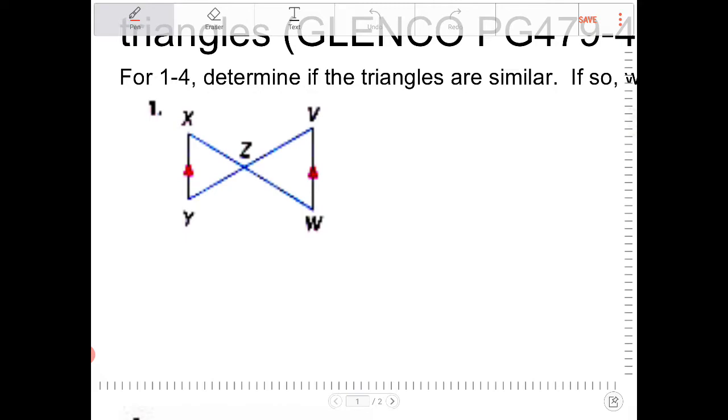So according to this, I immediately noticed I have two parallel lines here. Therefore, these angles are going to be congruent, and these angles are going to be congruent based on the alternate interior angle, right? So because of this, we can then say that these two triangles are going to be similar based on angle-angle theorem.